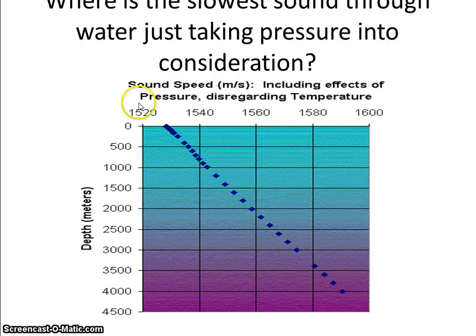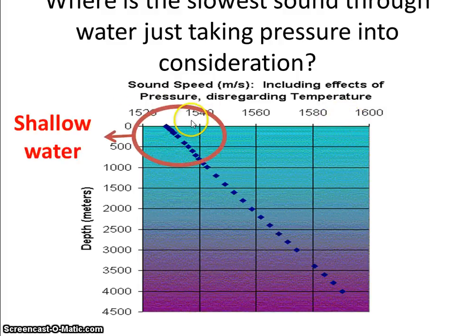Now we flipped it. Now we're just taking pressure into consideration and pretending that temperature doesn't have anything to do with it anymore. Where's the slowest moving sound now? Well, it was at the depth, but here you look, deep water has fast moving sound now. Just taking pressure into consideration, our slowest moving sound is in shallow water. Pressure, if we're a whale, wants us to sing in shallow water. Temperature, if we're a whale, wants us to sing in deep water.